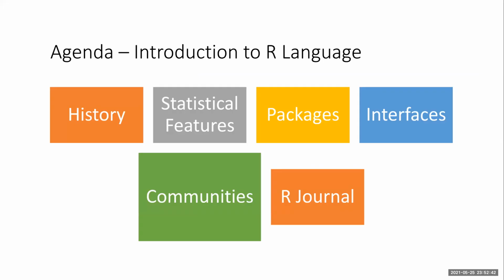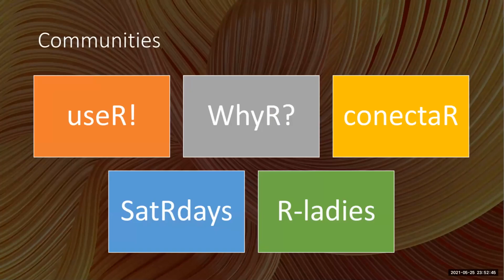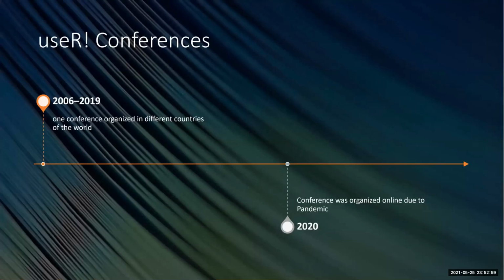We will now talk about some communities related to R programming. Different relevant communities that can provide support related to R programming include useR, WhyR, ConnectAR, SatRdays, and R-Ladies. Additionally, useR organizes conferences on a regular basis. From 2006 to 2019, each year, conferences were organized in different cities of the world. In 2020, conferences were organized online due to the pandemic.